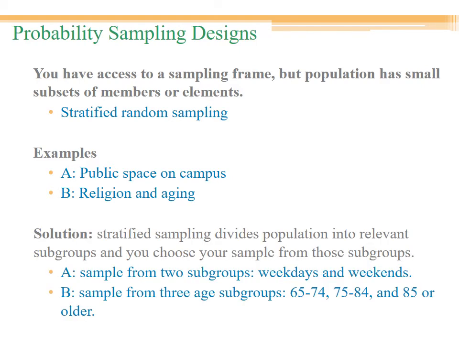So stratified random sampling divides a population into relevant subgroups, and you choose your sample from those subgroups. In the study on public space on campus, you would divide your population into 2 subgroups, weekdays and weekends, and sample from those 2 groups. In the study on religion and aging, you could divide your population into 3 age groups and then sample from those 3 subgroups.